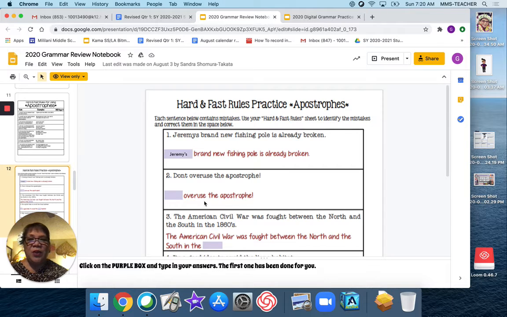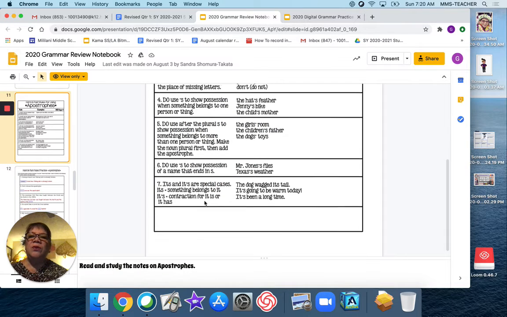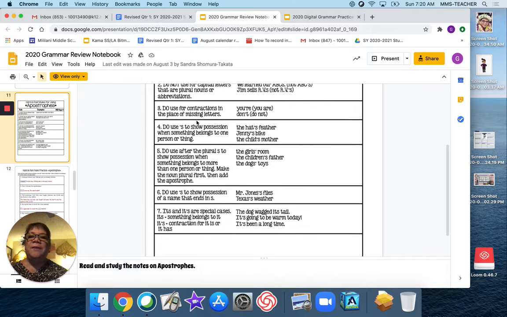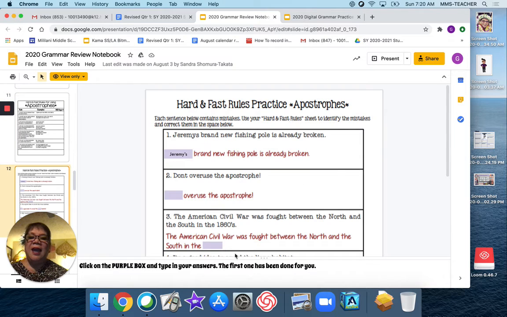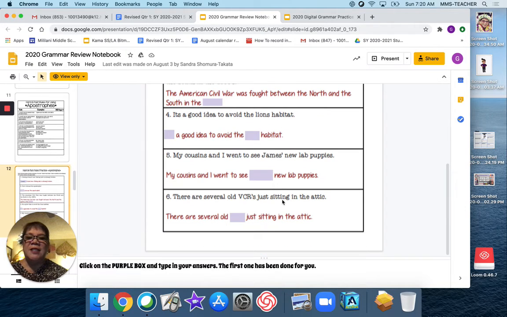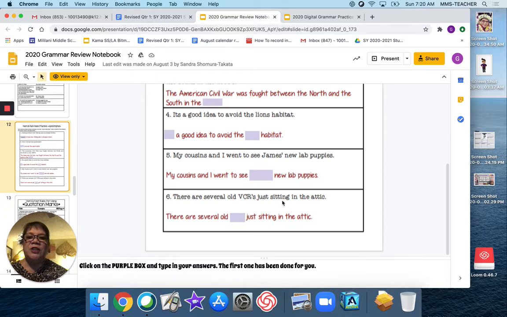And the reason you're correct is if you look at rule number 3, where it says, do use the contraction in the place of missing letters. So, don't is for do not, right? And that was a missing letter. So, do not overuse the apostrophe. So, don't overuse the apostrophe. Good job, students. Now, let's move down. You're going to do the rest of this because you have an idea of what to do.